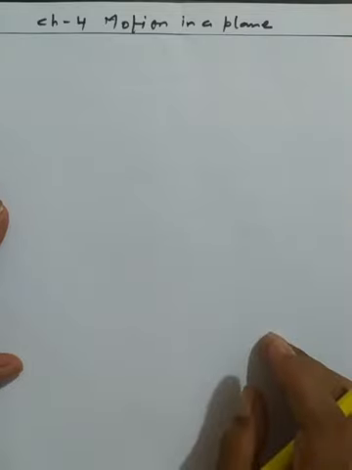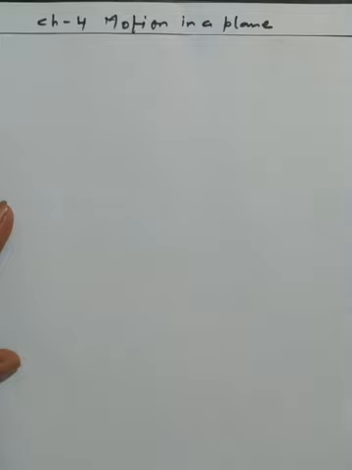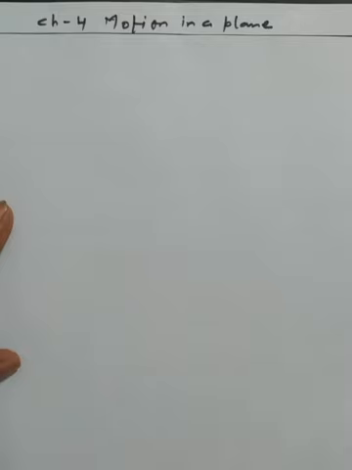Now here we have the student chapter number 4, motion in a plane, and today we will discuss two topics. First is the resolution of a vector and the rectangular component of a vector in two dimensions or three dimensions. Okay, so how are we representing it? So the resolution of a vector, this is the topic we have.